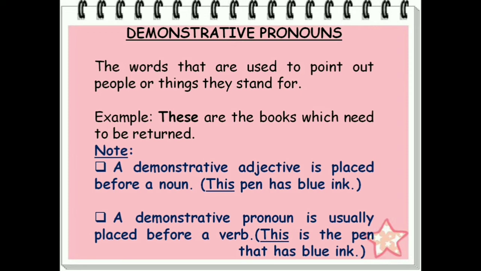And a demonstrative adjective is placed before a noun, and a demonstrative pronoun is usually placed before a verb. Like, this pen has blue ink. Here this is the demonstrative adjective. Pen is the noun and this is the demonstrative adjective. And in the next sentence, this is the pen that has blue ink. Here this is the demonstrative pronoun.